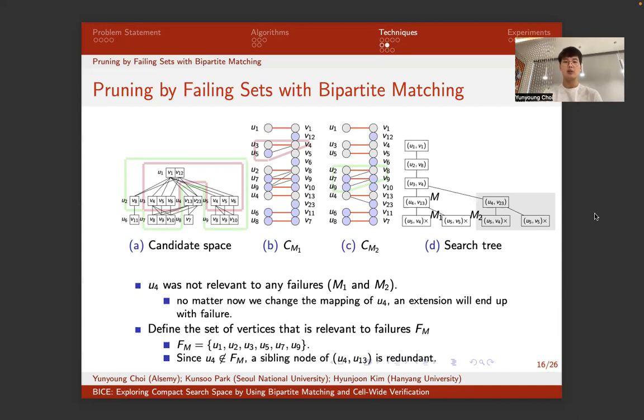To avoid redundant computation, we define Fm as a set of vertices relevant to failures and skip visiting a sibling node if the query vertex is not included in Fm. In the example, since U4 is not part of Fm, we can skip searching for a sibling node. For more details on this method, please refer to our paper.